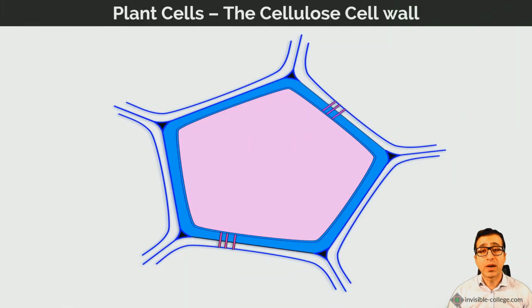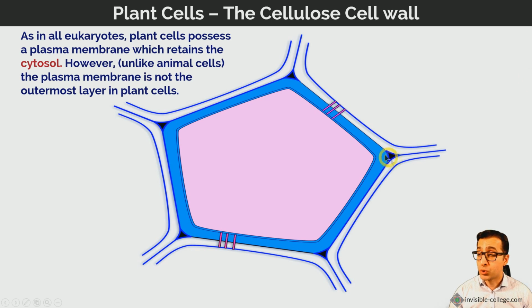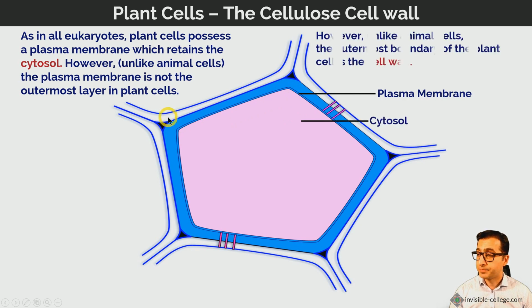So, as in all eukaryotes, plant cells possess a plasma membrane which retains the cytosol, the watery liquid within which all of the cell organelles float. So that's the distinction between the cytosol and the cytoplasm. The cytosol is simply a gel-like liquid within the boundary of the cell membrane. The cytoplasm includes that watery liquid, the cytosol, and everything floating around in it. Now, underneath the cell wall, rather, you have the plasma membrane.